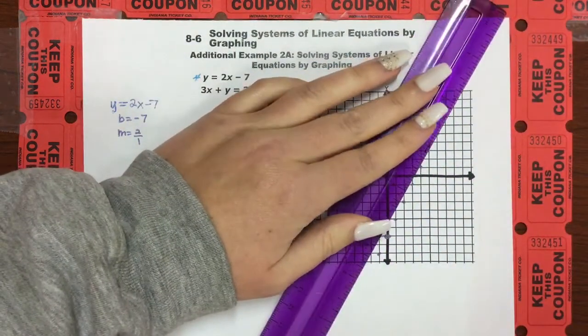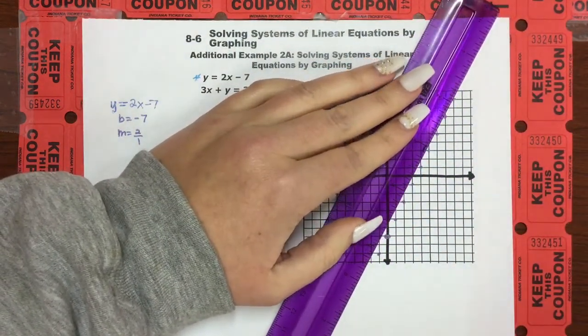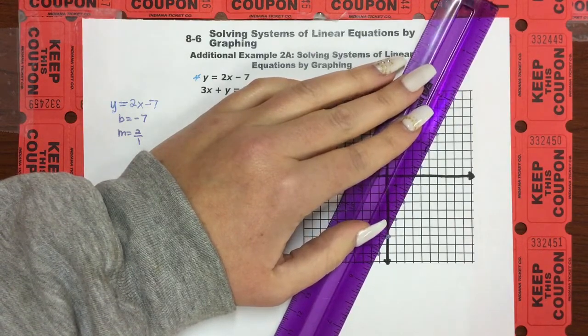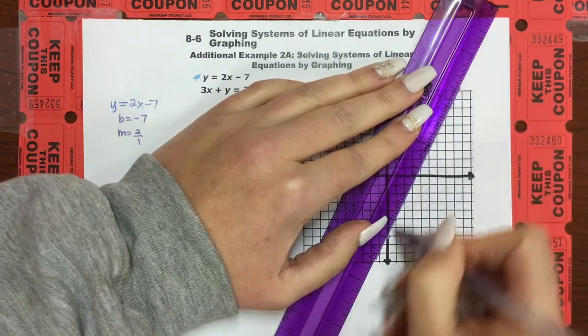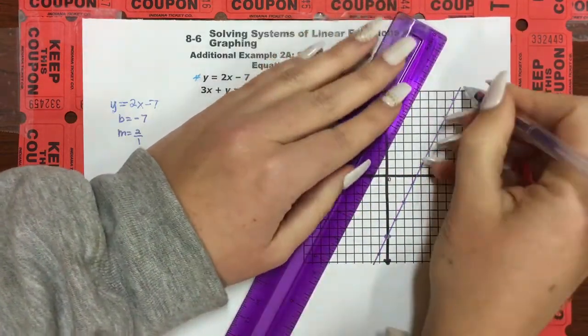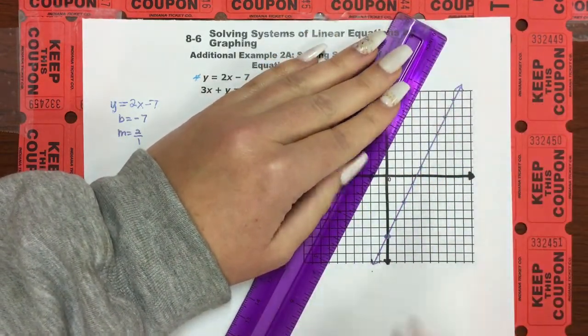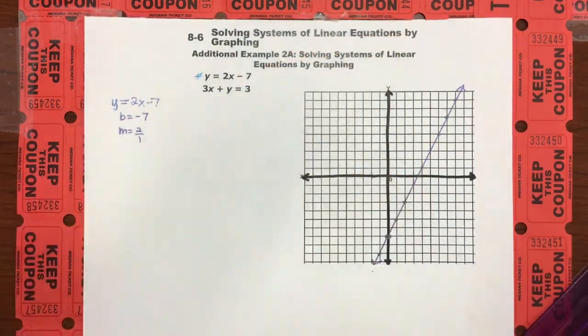And we are going to connect the dots. Just like so. And there we go. First line is graphed. Okay, now onto the second one.